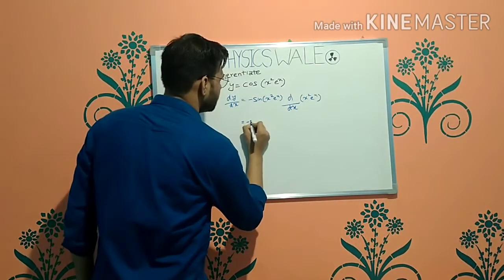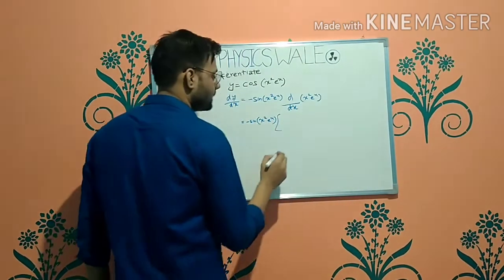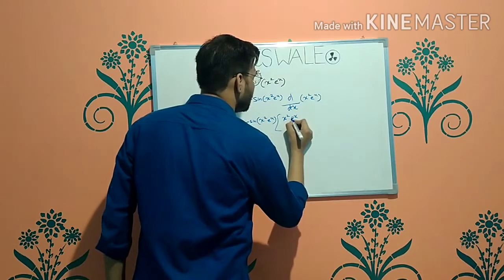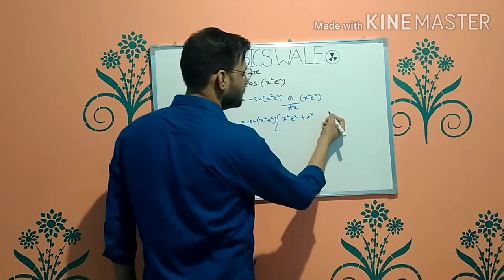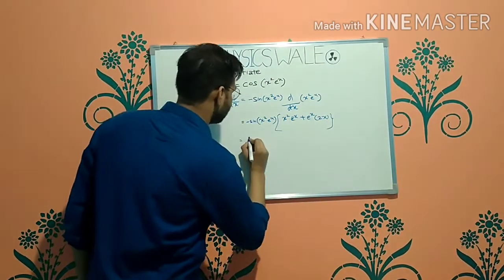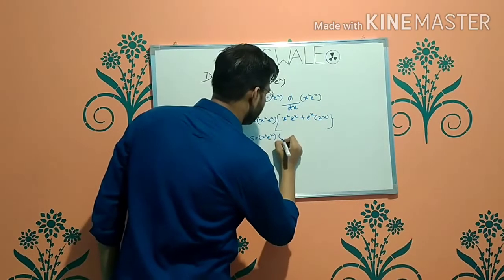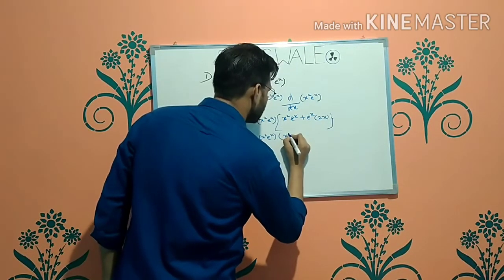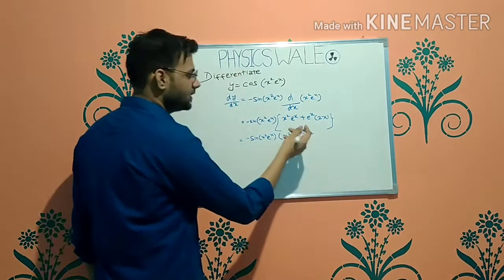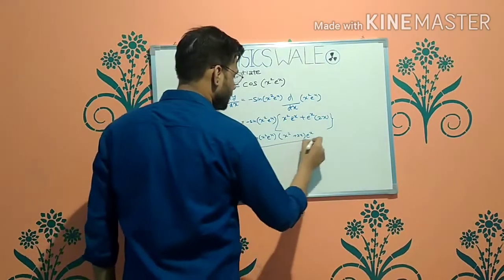It will become minus sin of x square e to the power x multiplied by first term times differentiation of second. Differentiation of e to the power x will be e to the power x, plus second term times differentiation of first, x square differentiated, it will be 2x. So this will become minus sin of x square e to the power x multiplied by x square plus 2x times e to the power x. We have taken e to the power x common in these terms and will get x square plus 2x. This is the required solution.